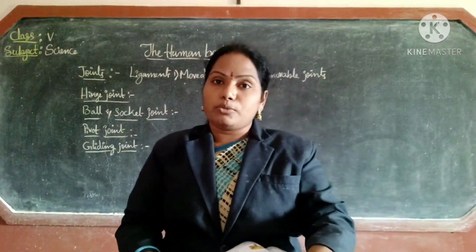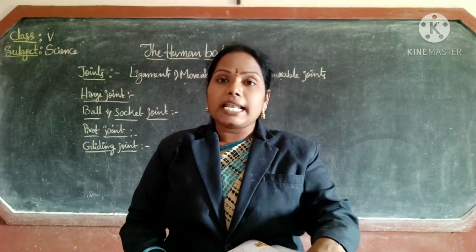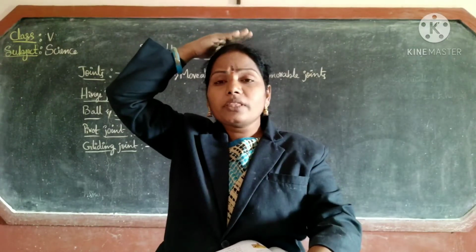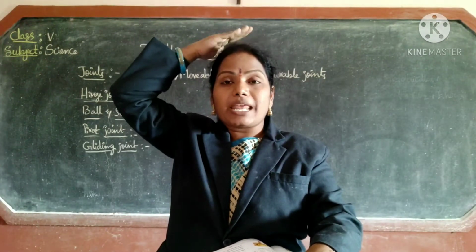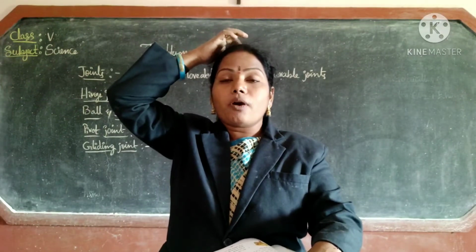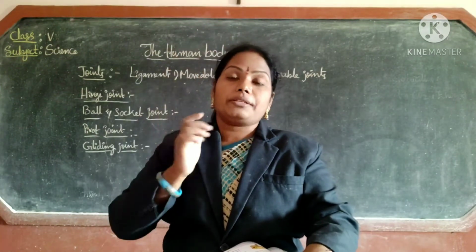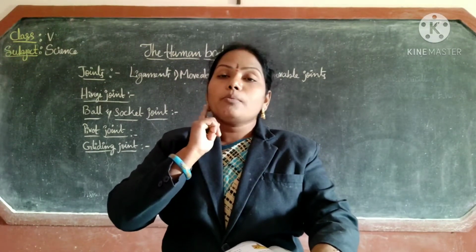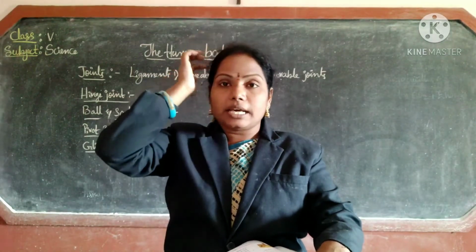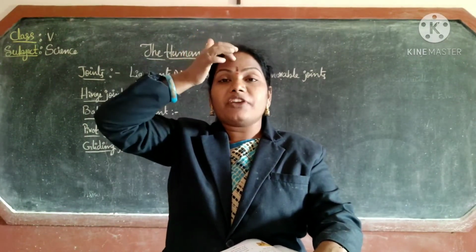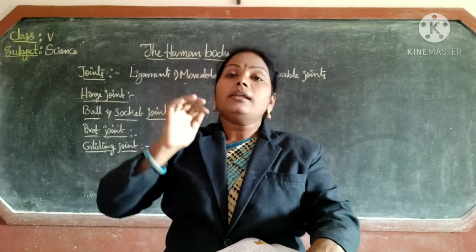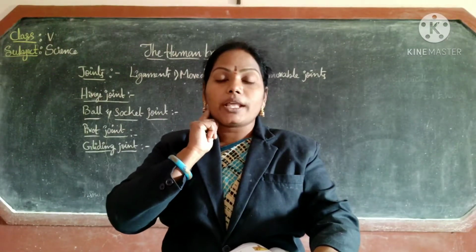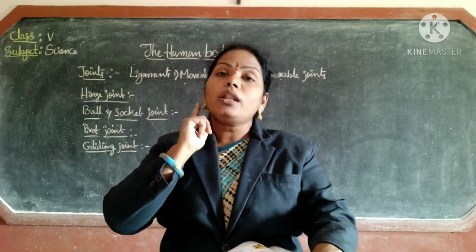Movable joints mean we can move. Already we learned in the skull that the eight flat bones are attached in the skull. They are not movable, they are immovable. So these are examples of immovable joints. And the lower jaw is a movable jaw, so we can say this is a movable joint. The bones present in the face and skull are immovable joints, and the joint between the lower jaw and the skull is a movable joint.